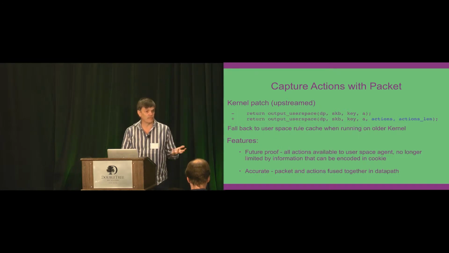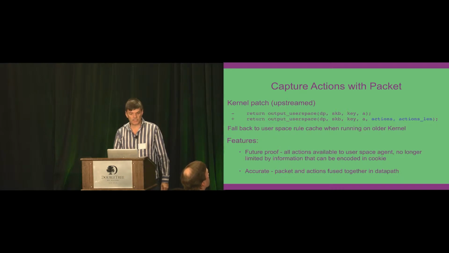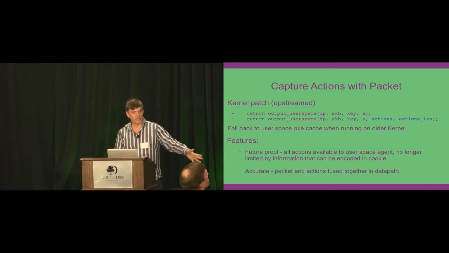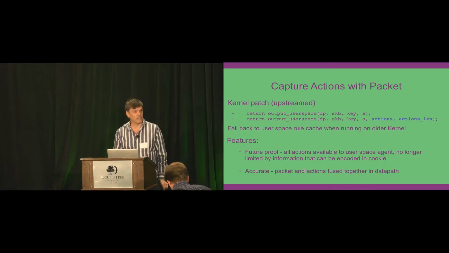Firstly, it's future-proof, that all actions defined today and in the future will now be visible to user space. And you're no longer limited by how much data you can encode in a cookie when you add the rule to the kernel. And the other thing is it's completely accurate, that you've fused together the actions and the packet that they were applied to in the data plane, and so you can rely on them in the user space in order to analyze how packets are being forwarded.